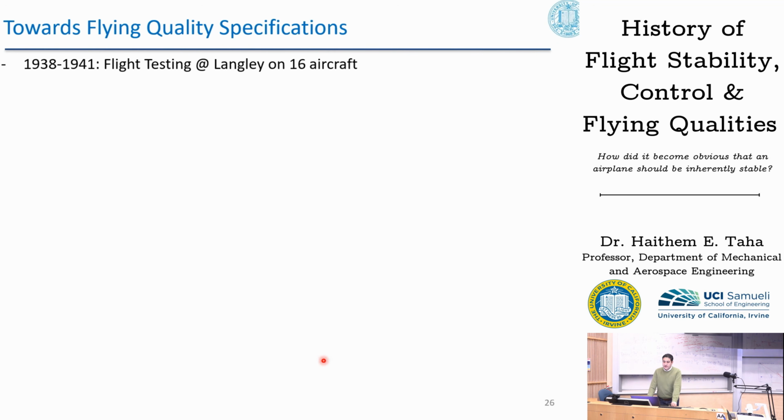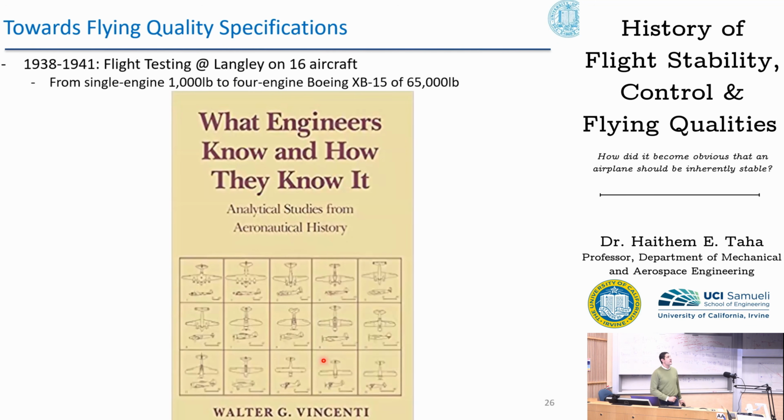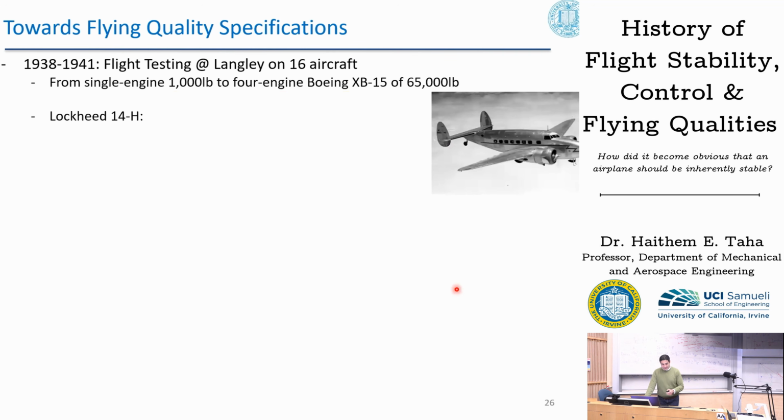So tests were intensified in the years to come. Langley started now to expand, including 16 aircraft ranging between 1,000 pounds and 65,000 pounds. In fact, these 16 aircraft are on the cover page of Vincenti's book. These are 15 aircraft, actually, out of the 16. So what happens here? One particularly interesting incident happened with the Lockheed 14H, which was a popular transport at the time.